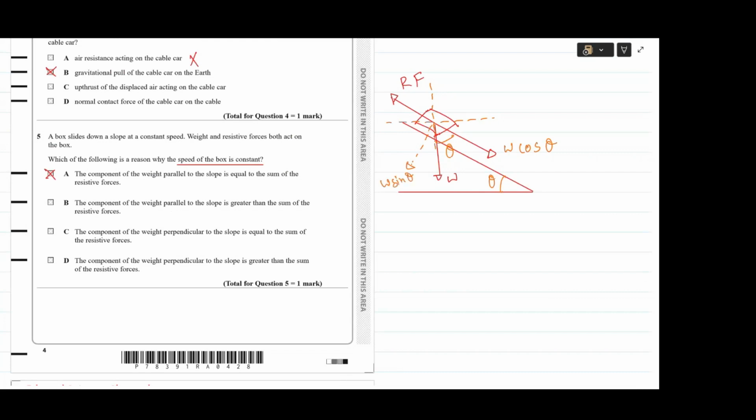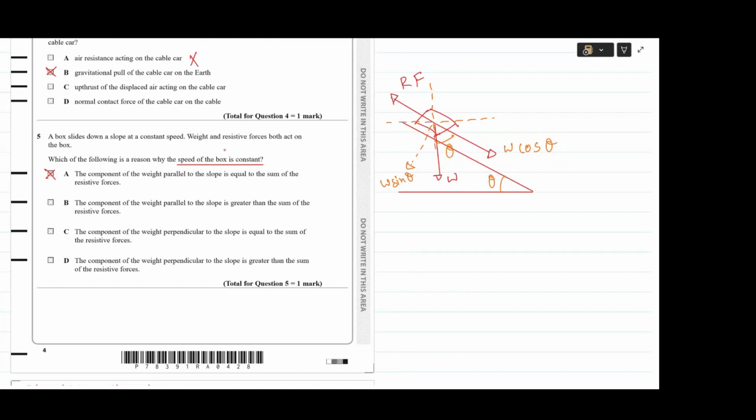Now, we don't really require all of these to answer such a question, but I'm trying to explain things in as much detail as I can. Now, as we can see, this one and this one will balance each other out.